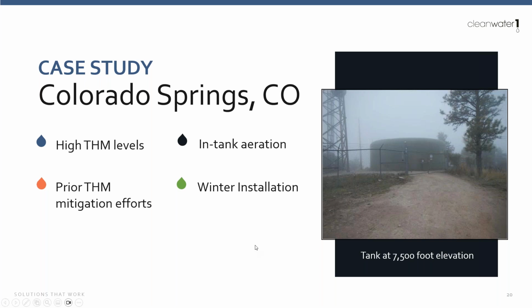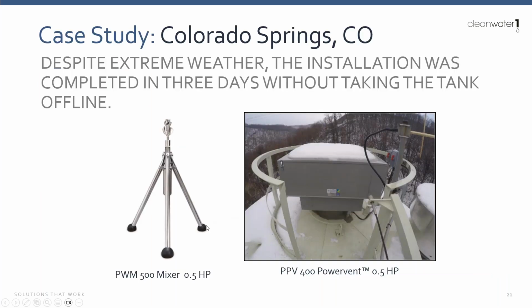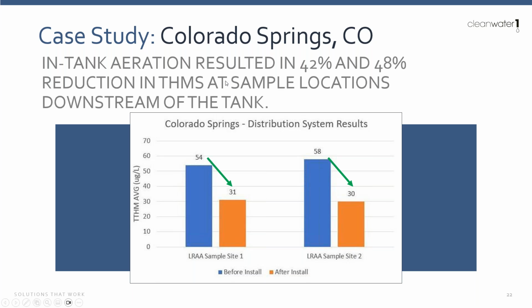We looked at their data and we thought to ourselves, we can do this with just a mixer and a power vent. You can see this is a tall, skinny standpipe, but we looked at the hydraulics and the turnover and thought this is going to work just fine. We put in a fairly large mixer, a PWM 500 at 1/2 horsepower, and a PPV 400 at 1/2 horsepower. So that's a combined horsepower of 1. These guys were looking to pick up around 25% removal, and they ended up between 42 and 48%. Just a great result, and we've done a bunch of work with them in the following years.